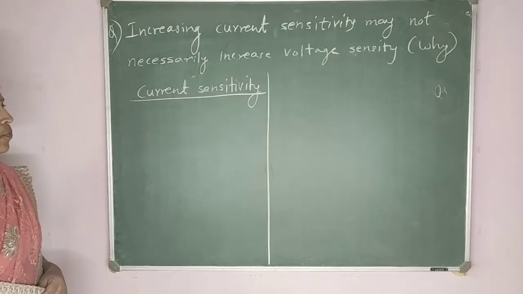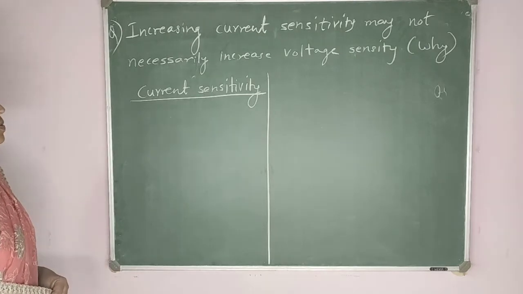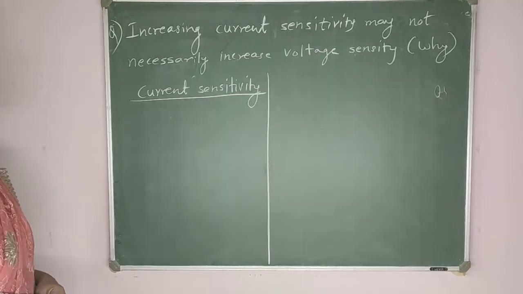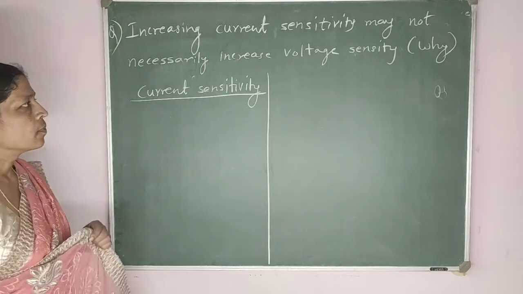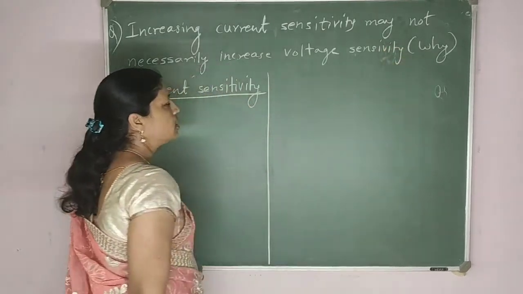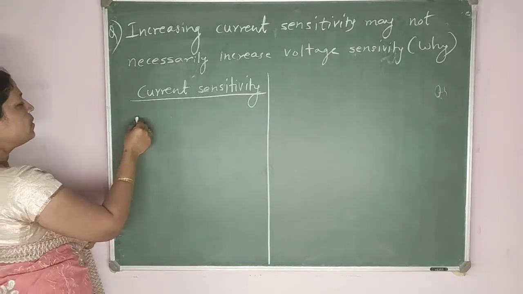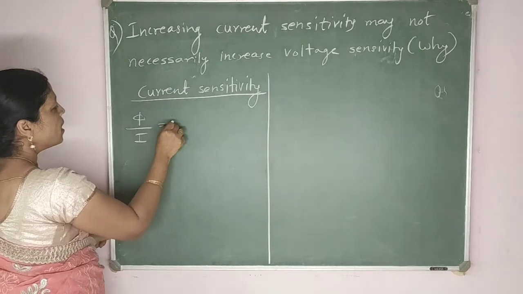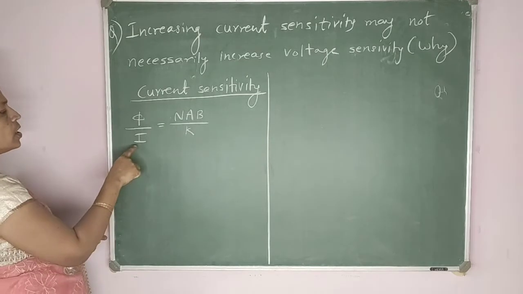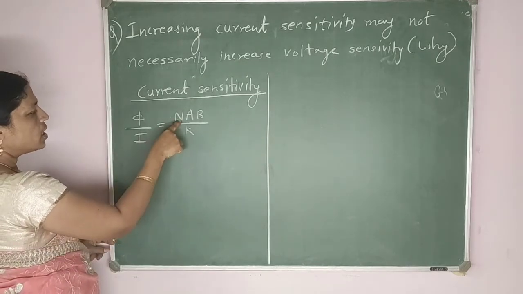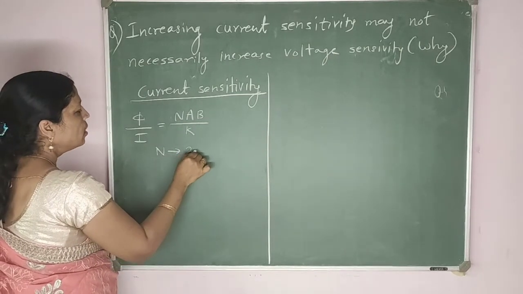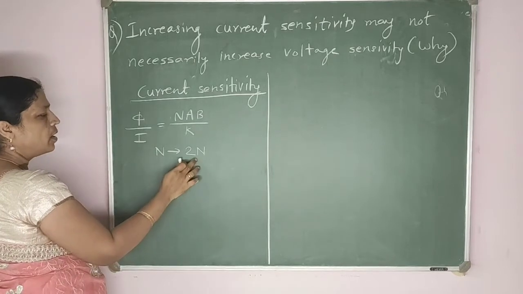Now we are discussing an important question which is asked many times. Increasing current sensitivity may not necessarily increase the voltage sensitivity. Why? This is the question. Current sensitivity, as we have seen, has the equation phi upon I equals NAB upon K. If we want to increase current sensitivity, we can increase the number of turns of the coil. So let us make N turns double, 2N.